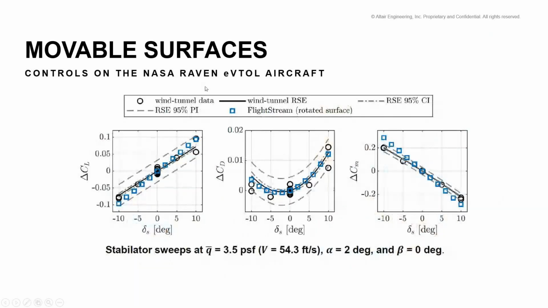Coming to this one, where we are talking about the graphs here, you can see the CL, CD and CM results coming out of the wind tunnel data. You can see these dotted lines showing the error associated with the wind tunnel results, and FlightStream data, in the blue boxes, nicely fitting under this band of the minimum and maximum error from the wind tunnel. It nicely computes the results and parameters in very little time.